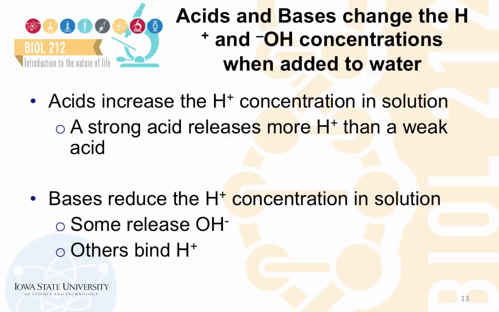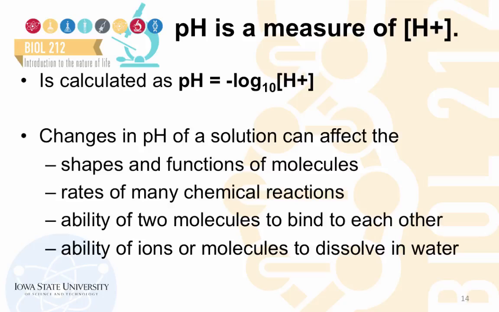Molecules called acids and bases change the hydrogen and hydroxide ion concentrations when added to water. Acids increase the hydrogen or proton concentration in solution, and bases reduce the hydrogen ion concentration in solution. The concentration of hydrogen ions in a solution is measured by a unit called the pH. The pH is equal to minus log to the base 10 of the total hydrogen ion concentrations within that solution.